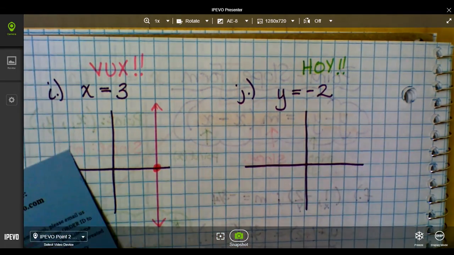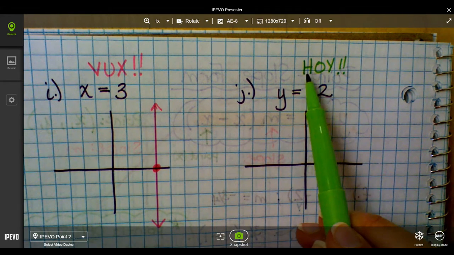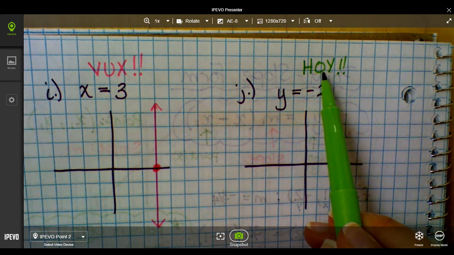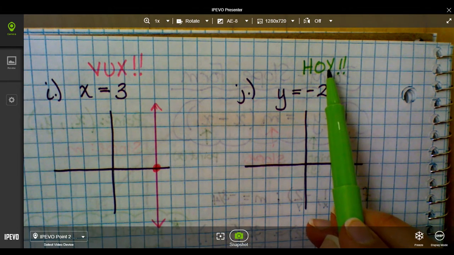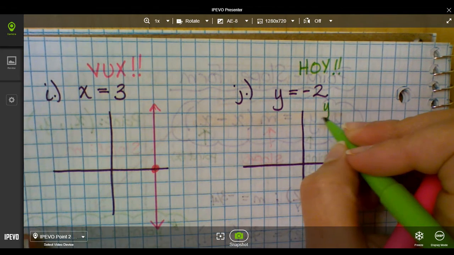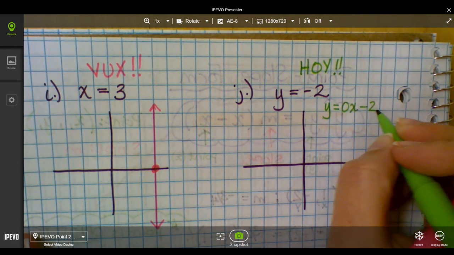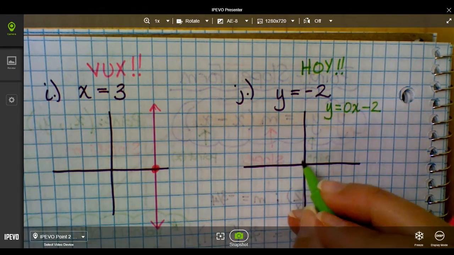Just like that, that one is done. Hoy means the opposite. Now I have a horizontal line, which has a 0 slope, and now it's going to go through the y-axis, or it's a y equals equation. The other way you can think about this is, since you have a 0 slope, it's kind of like having y equals 0x minus 2. So it's another way you can think about it.